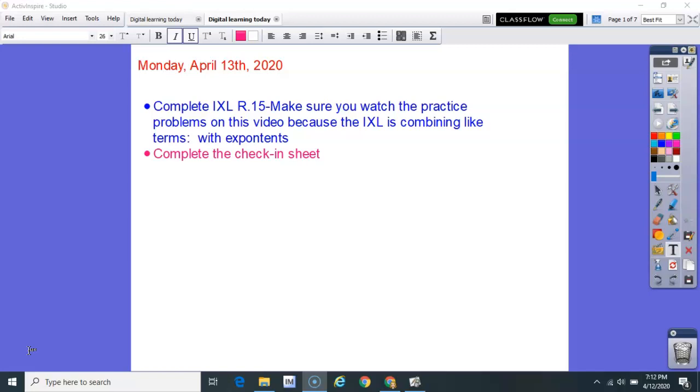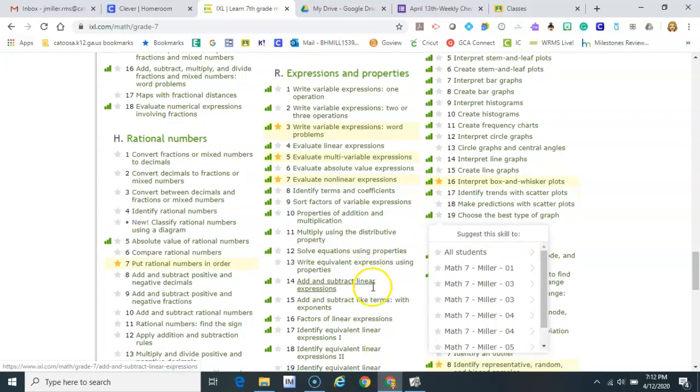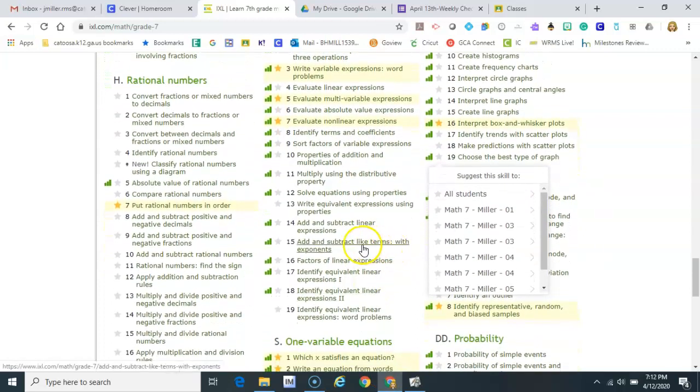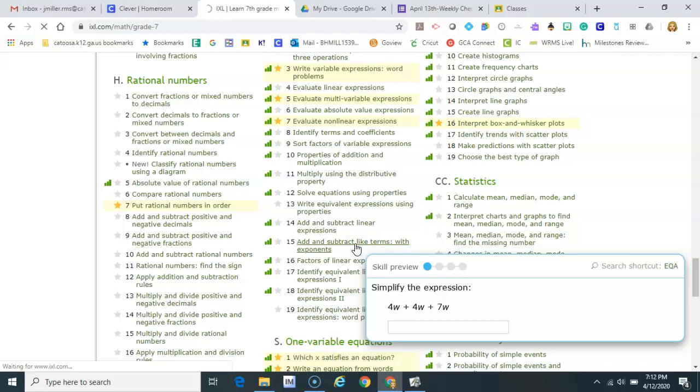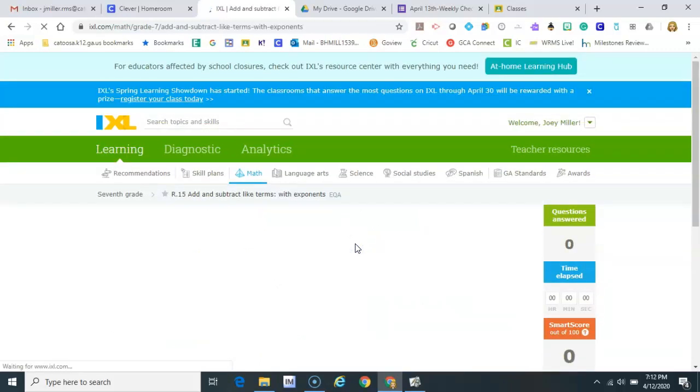And so I want you to make sure that you continue watching and look at the practice for how to combine like terms. If you have a calculator that does positives and negatives, even your iPhone will do that. You can use the calculator today. Let's look at R15. Let's look at a couple of those practice problems, adding and subtracting like terms.